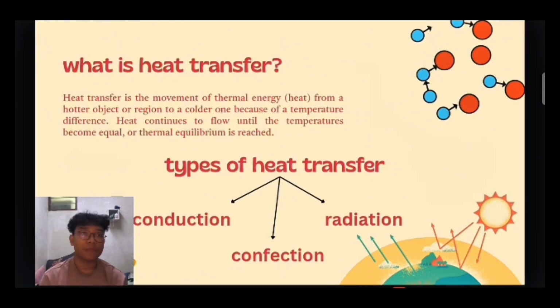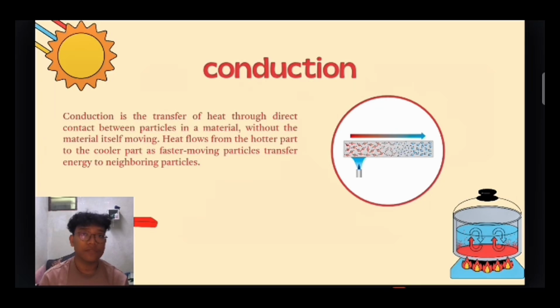So what is conduction? Conduction is the transfer of heat through direct contact between particles in a material without the material itself moving. Heat flows from the hotter part to the cooler part as faster moving particles transfer energy to neighboring particles. To make it simple, the heat goes from the hot to the cold, but without the material moving. For example, like when we are cooking or ironing.